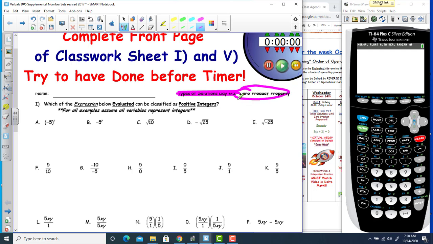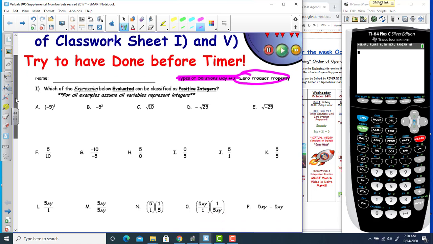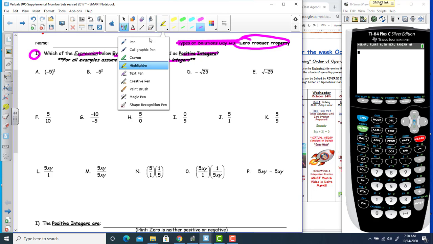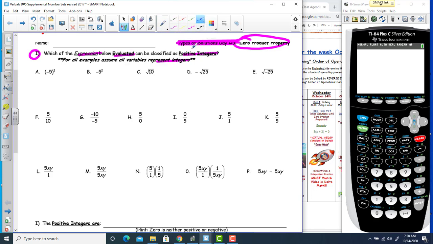And before I do that, I would like you to take a moment to pause the video and evaluate these expressions. In Roman numeral 1, we're asked which of the expressions below evaluated can be classified as a positive integer. For all examples, assume all variables represent integers. So what's important for us to do at this point is to simplify these expressions, to type them into our calculator and see what they're equivalent to. And at some point, we want to identify the positive integers.